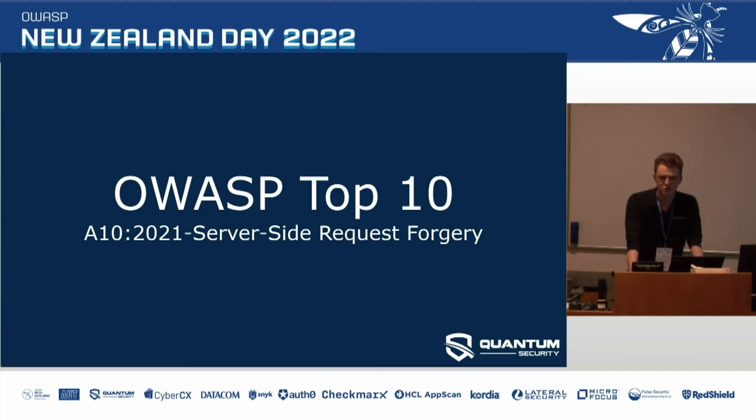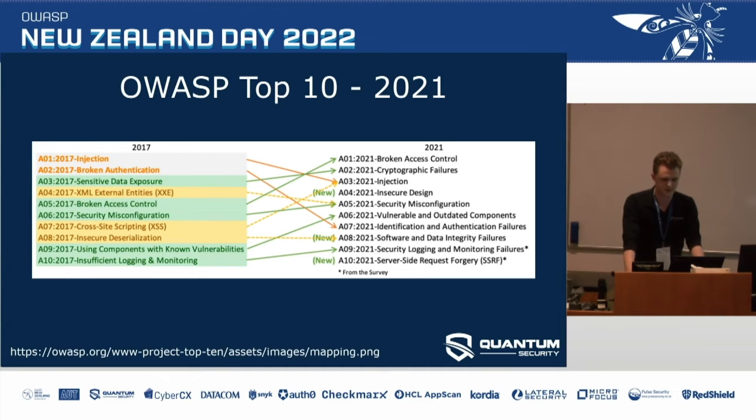Cool. Now we're going to talk a bit about the OWASP Top 10 and the journey that server-side request forgery made to getting into it. So between 2017 and 2021, quite a few changes were made to the OWASP Top 10. A couple of new entries, a couple of merged entries, but the only one we really care about today is down the bottom, number 10.